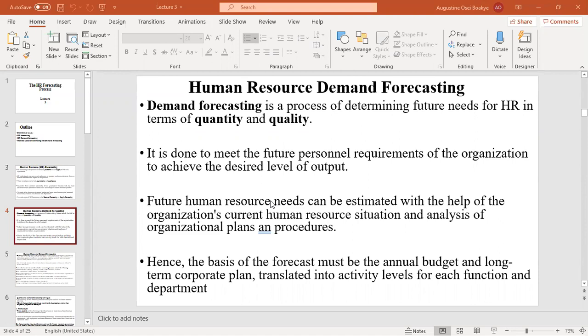Future human resource needs can be estimated with the help of the organization's current human resource situation and an analysis of the organizational plans and procedures. And so what we are saying here is that all these projections are made based on the information you gather within your organization. And these are what we call the factors which are considered when making the forecast. And these factors, we'll be looking at them very shortly. So hence, the basis of the forecast must be the annual budget and long-term corporate objectives, which I mentioned earlier on. And these are usually translated into the activity level for each department and function. So in the general sense, HR forecasting takes into consideration the budgeting and the corporate objectives of the organization. Both demand and supply forecasting do not deviate from that path.